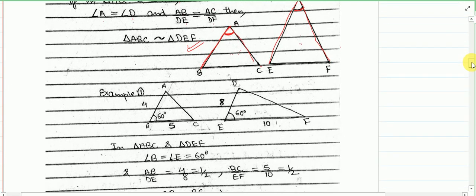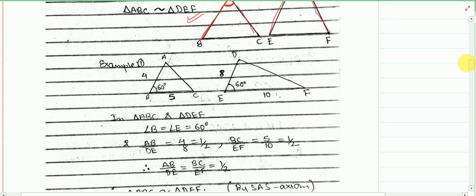So let's see an example. Here you can see I have taken triangle ABC, where angle B is 60 degrees, side BC is 5, I haven't taken a unit, and side AB is 4. And another triangle that I have taken is DEF. Here you can see angle E is 60 degrees, side EF is 10 and side DE is 8.